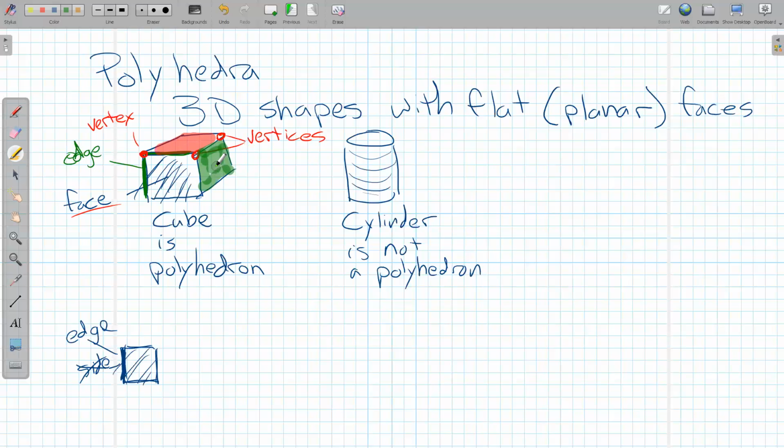And then each of these has an opposite parallel face here. So for the cube, there's an opposite parallel green face. There's an opposite parallel floor here for the red, and there's an opposite parallel to this face right here. So a cube is a 6-faced polyhedron. Some other things we can note about the cube here is that adjacent faces are perpendicular.